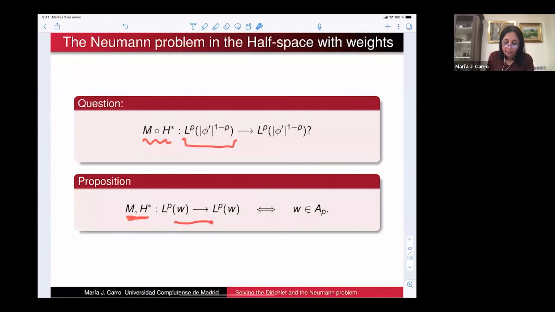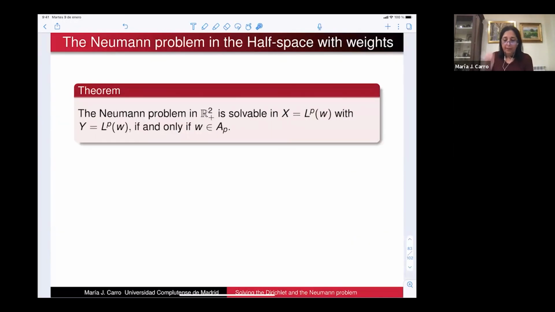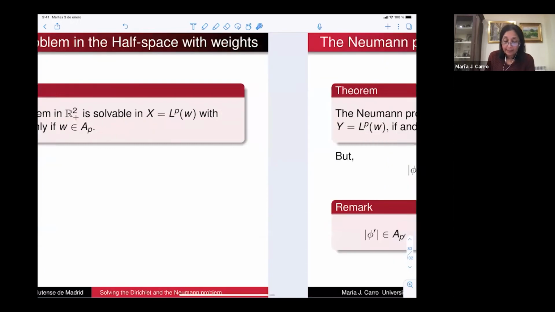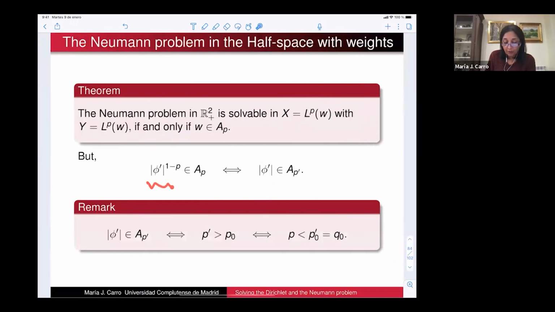But this we already know, because both the maximal operator and the maximal Hilbert transform satisfy the same. They are bounded on L^p if and only if the weight is in A_p. But now the weight is not phi prime, it's phi prime to the power 1 minus p. But that's not a big deal. So we solve the problem in the upper half space with weight, and then we need this condition. So we need the condition that phi prime to the power 1 minus p is in A_p, but it turns out that this is just trivial, it says that phi prime has to be in A_p prime.